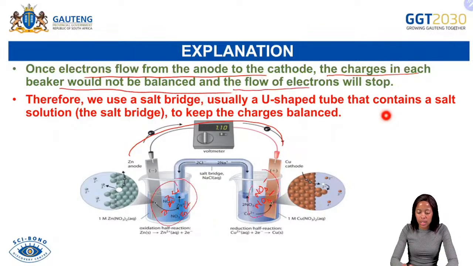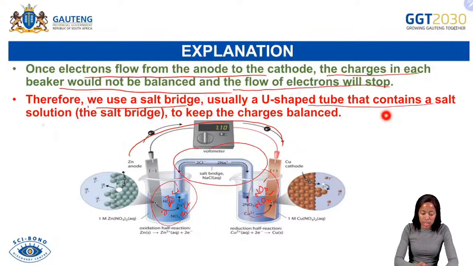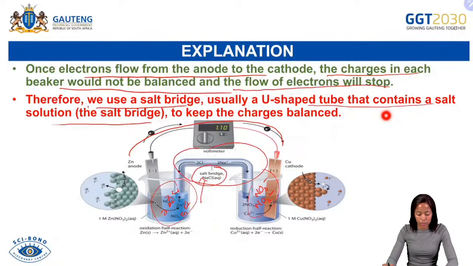And it says therefore the flow of electrons will do what? It will stop. Unless what? Unless we use a salt bridge. It says therefore we use what? We are going to use the salt bridge, which is usually a U-shaped tube that contains a salt solution. So the salt solution in this case would be represented by what? By the sodium chloride, and that is to do what? The salt bridge will help us to keep the charges balanced there.